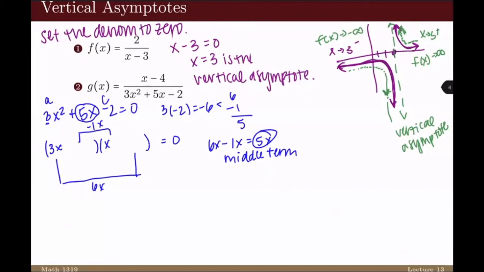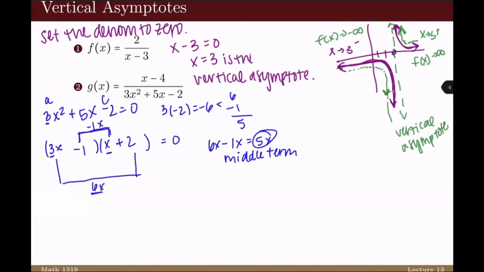So I picked this one to be the 6x one because I already have a 3, and that means this one can just be plus 2. And then this times this needs to equal negative 1x, and all I have is x, so I just need negative 1 here. And that's how you get your binomials, your 3x minus 1 and your x plus 2. All right, let's keep going.